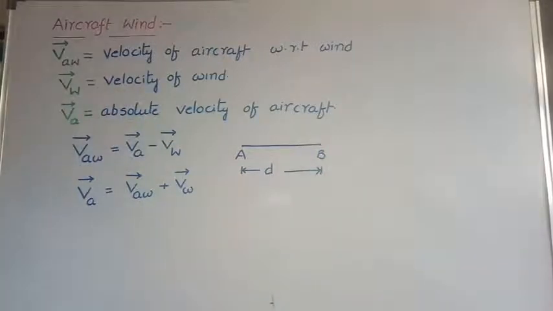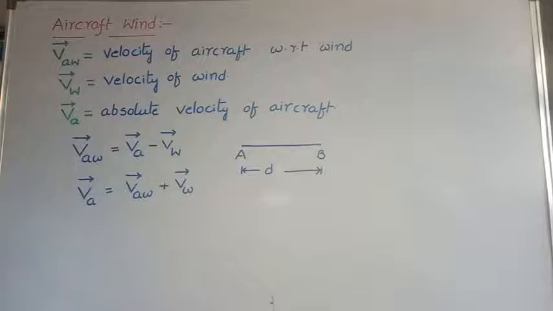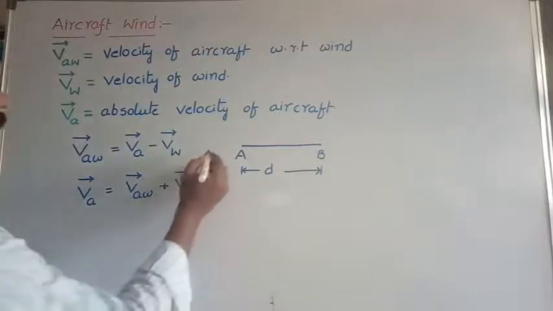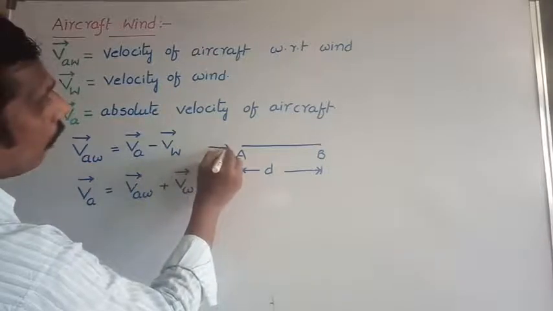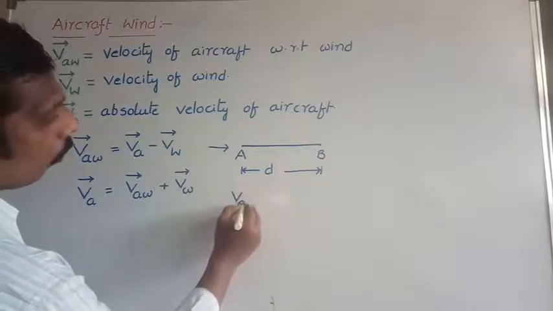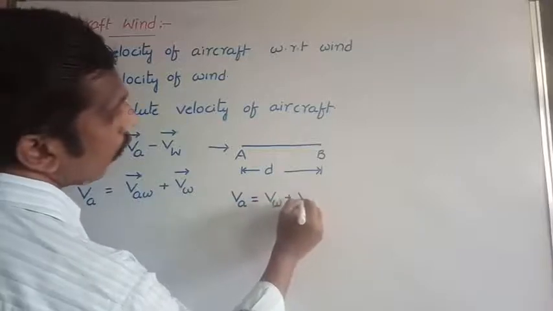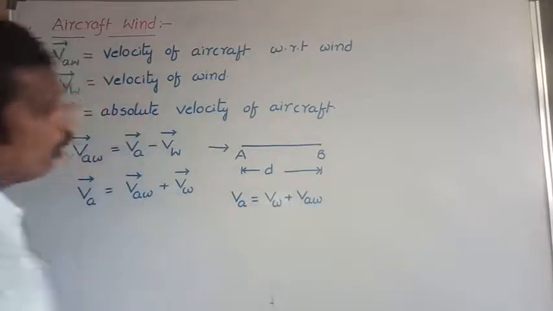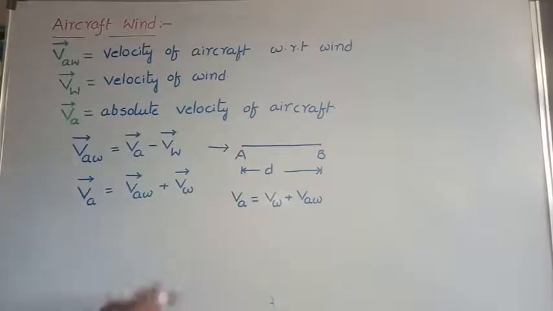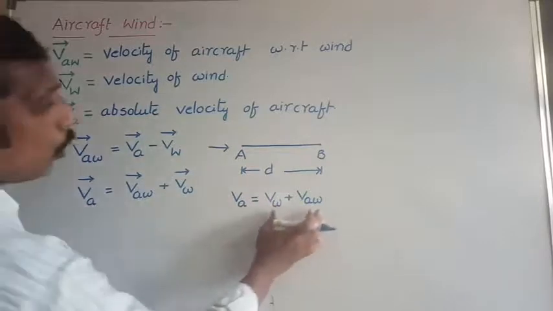How much time does the aeroplane take to travel from A to B? Suppose there is no wind, what happens? So without wind we can't assume. That's why here, if wind is blowing along the direction of AB, then velocity of the aircraft is equal to velocity of the wind plus velocity of the aircraft with respect to wind. This is the velocity of aircraft because velocity of the wind and aircraft both are moving in the same direction. That's why we should add them.